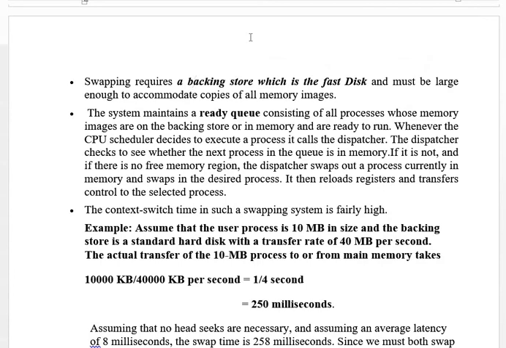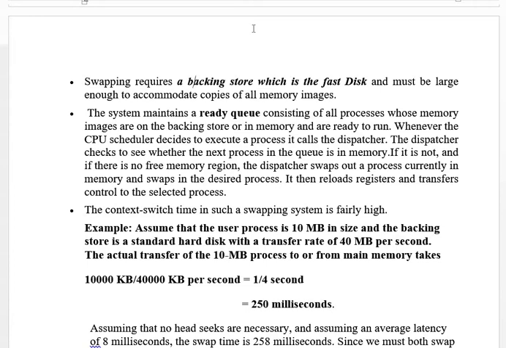So swapping is done between the main memory and the secondary disk. Obviously, swapping requires a backing store which should be very large, and it should be able to store large copies of the processes or the memory images of the processes. When we say memory images, it is just a copy of the process virtual memory saved in a file.